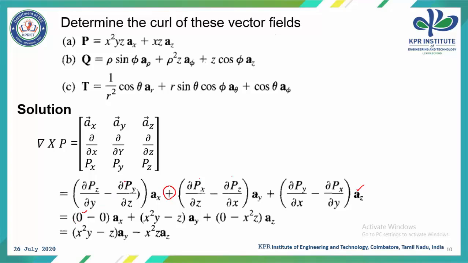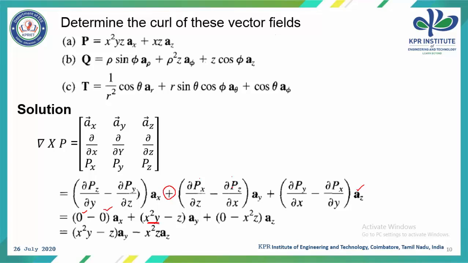Now come to the Py term. Is the Py term given in the problem? No. So this result is also 0. Now come to the Px term. What is the Px value? x squared yz. You want to differentiate with respect to z. So you can take x squared y out. So what is the remaining? z. Differentiation with respect to z is 1. Therefore x squared y.